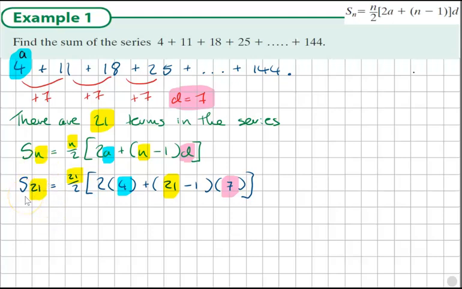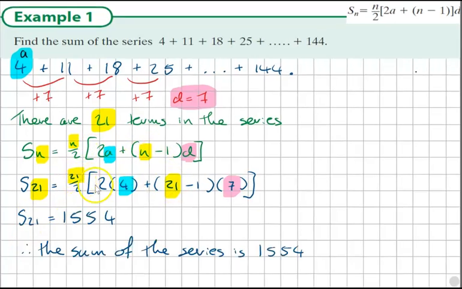So S21 is going to be 21 over 2 times 2 times 4 plus 21 minus 1 times 7. So we've replaced the a with 4, the d with 7, and both of the n's we replace with 21. So then inputting this into the calculator and being very, very careful to make sure you include all the brackets, we get the first 21 terms added together to give us 1,554. So the sum of the series is 1,554.